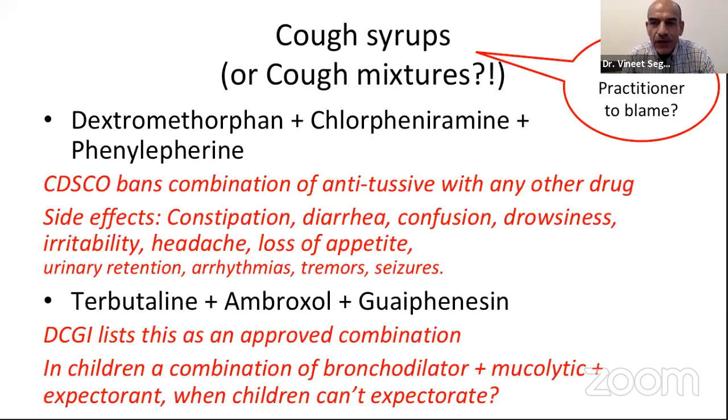On the other hand, you have another combination, again very common: terbutaline with ambroxol and guaifenesin, which the drug controller lists as an approved combination. That begs the question: is it really a rational combination? You have a bronchodilator, you have a mucolytic, and you have an expectorant, when children less than 5-6 years of age can hardly expectorate.